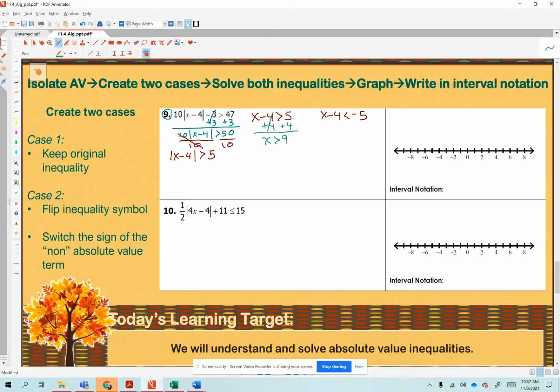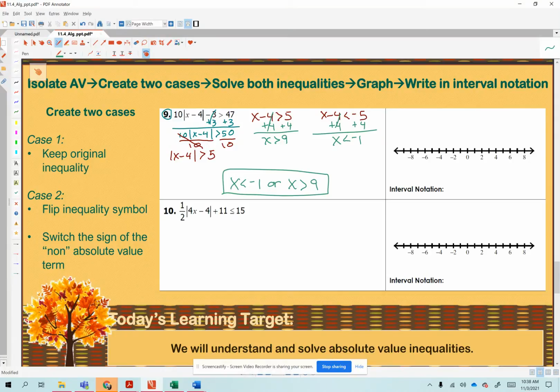And we'll add 4 to both sides on the right side inequality, excuse me, which gives us x is less than -1. So we have x is less than -1 or x is greater than 9. And we need to graph that.